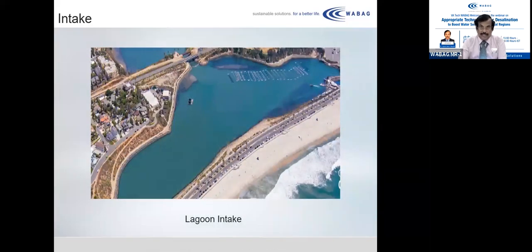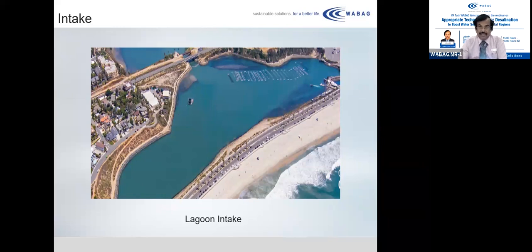This is a lagoon arrangement where water is brought into a lagoon and made to stay there for a longer time before it enters the zone where the intake is, where the pump house is located. The main advantage is that the high TSS, if there is any, will settle in this lagoon area. Because there is 4 or 5 days of storage volume, you have enough time for settlement and you can take clear water from this.